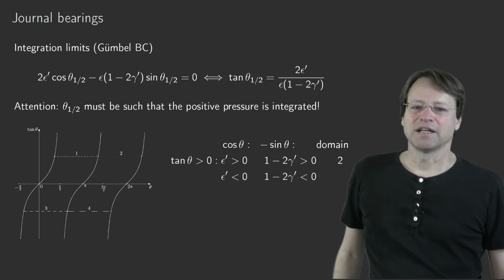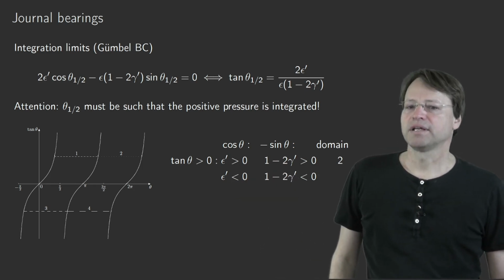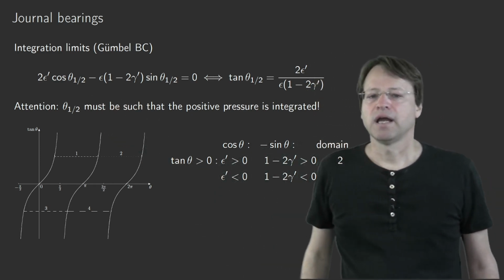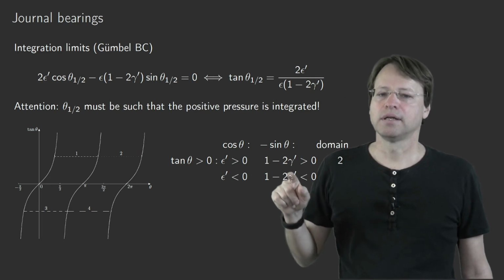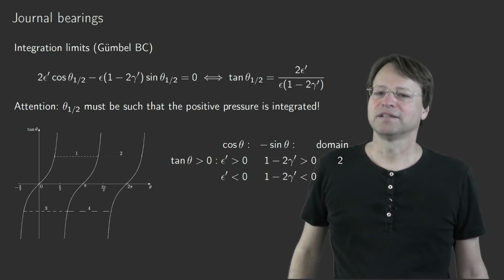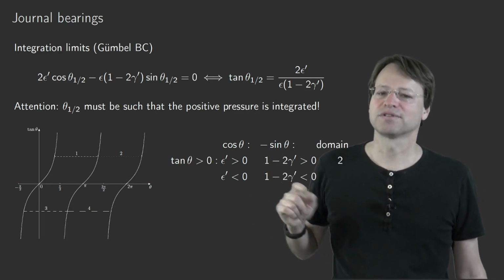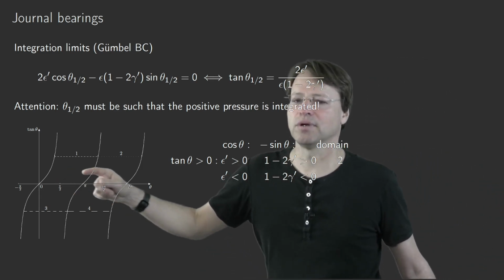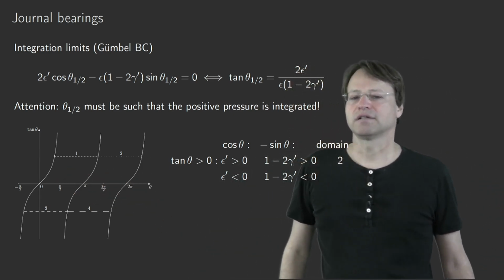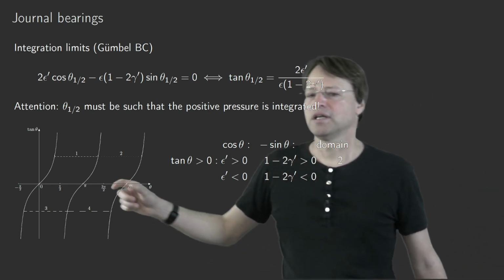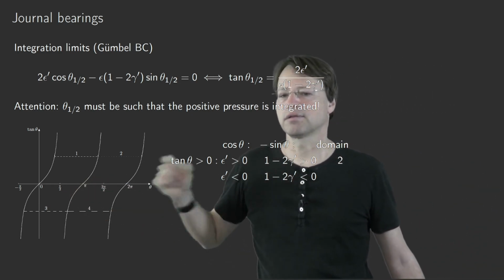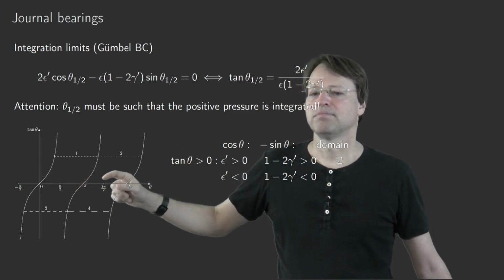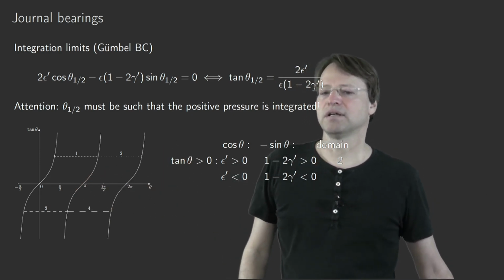Okay, second case. Both are negative. So then we need a negative cosine, and we need a negative minus sine, so a positive sine function. A positive sine function appears between 0 and pi. A negative cosine function appears in the second and the third quadrant, so between pi divided by 2 and 3 pi divided by 2.